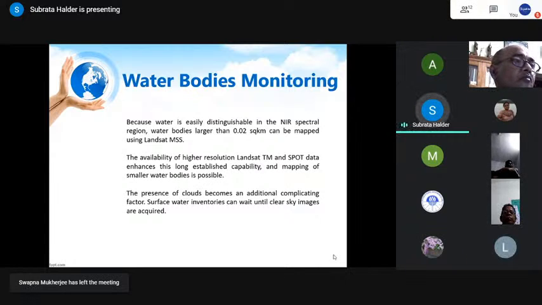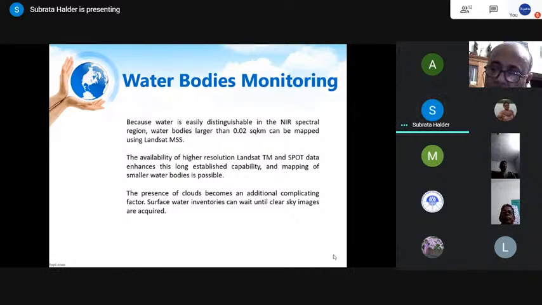The presence of clouds becomes an additional complicating factor. Surface water inventories can wait until the clear sky images are acquired.